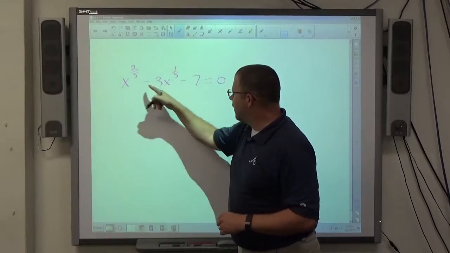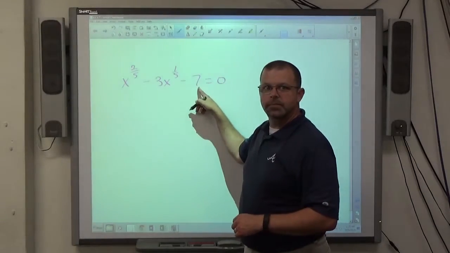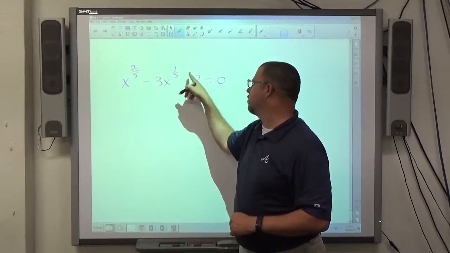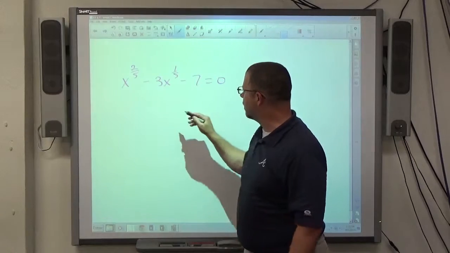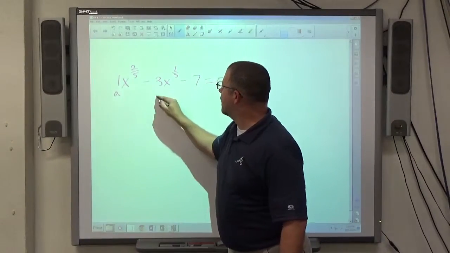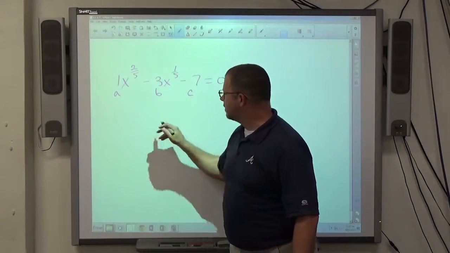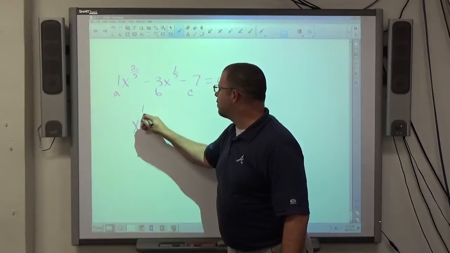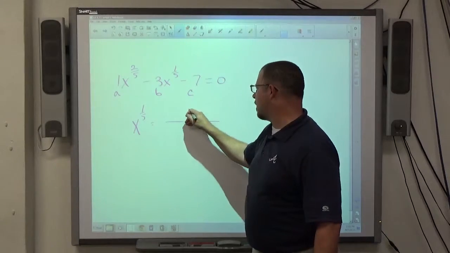So once again, quadratic in form is happening, right? Power of x, half as much, constant, trinomial equal to 0. This time a is equal to 1, b is -3, c is -7. My x to the 1/5 power is going to equal the quadratic formula structure.